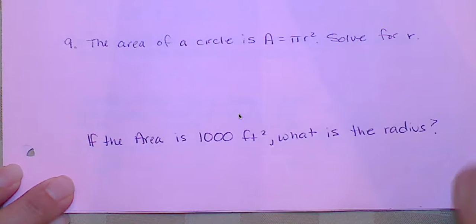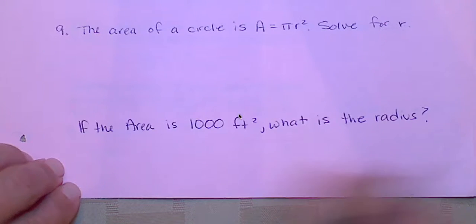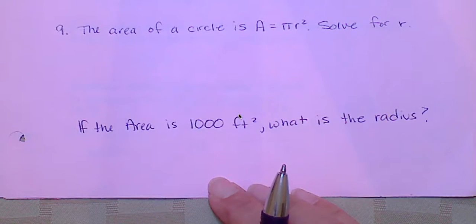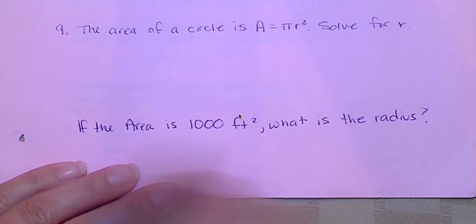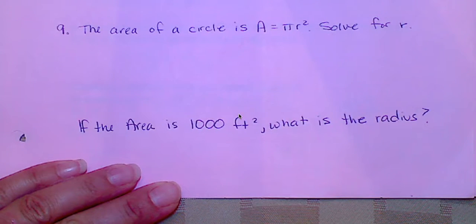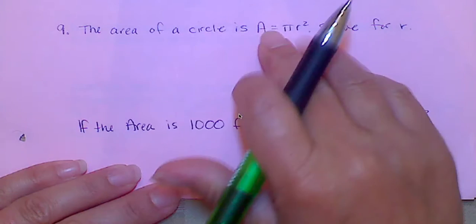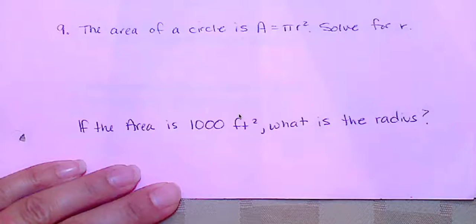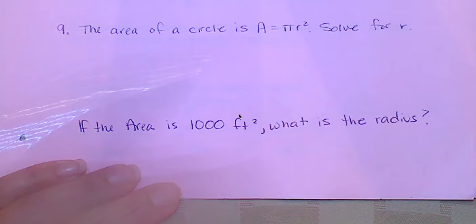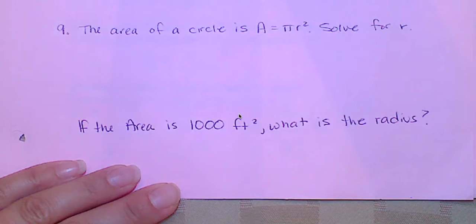I do want you to write this in for number 9. The area of a circle is A equals pi r squared. Solve for r. And we'll do that first, and then I'll give you a chance to write the second part. So this is an application problem to what we just did. We need to get r alone, and this one's slightly different because we have the r squared there. So I'm going to show you how to do that.